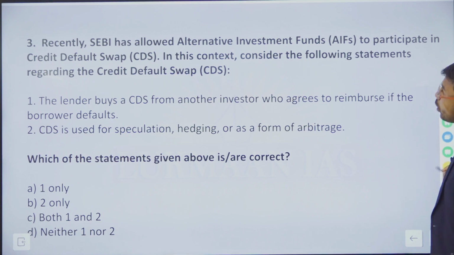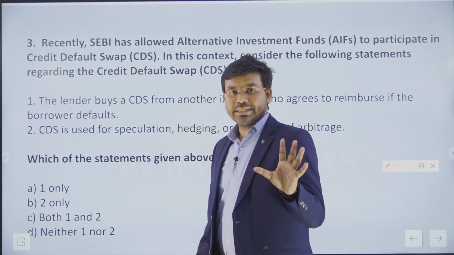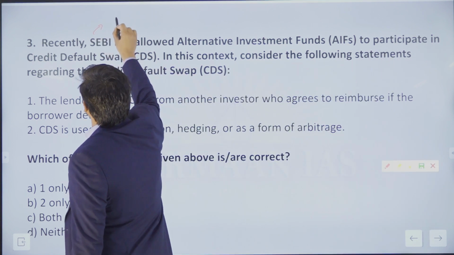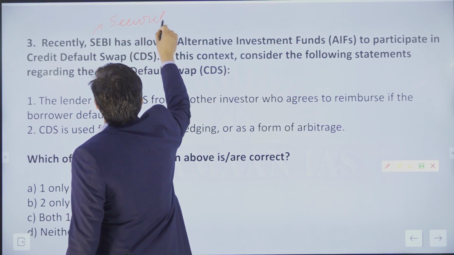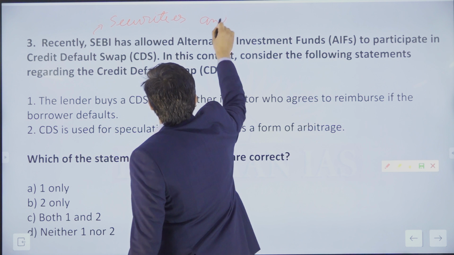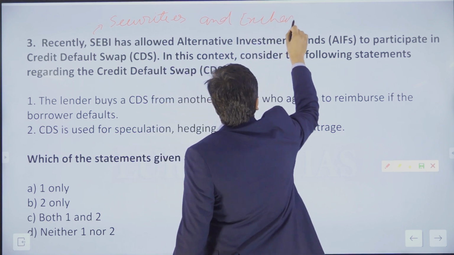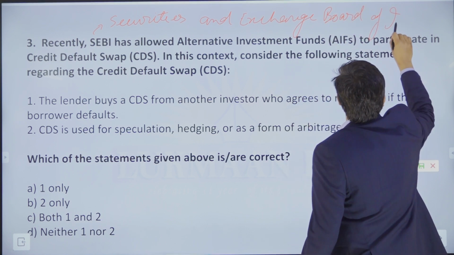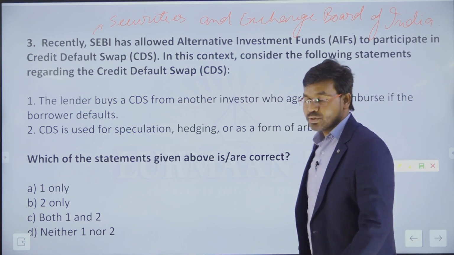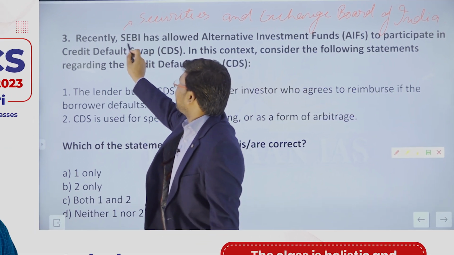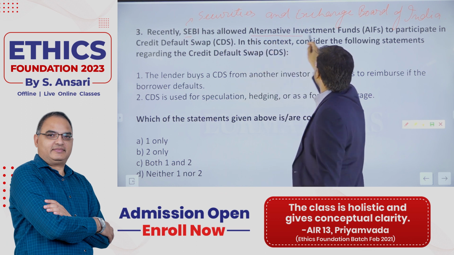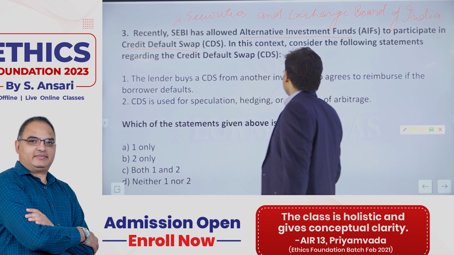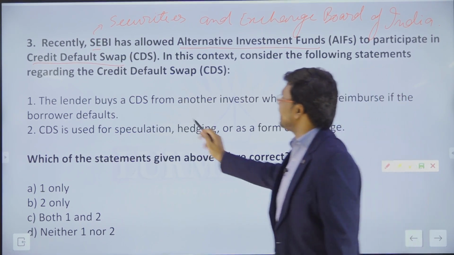This question is related to alternative investment funds. Let us read this question. It says, recently SEBI, which stands for Securities and Exchange Board of India. We have a body known as Securities and Exchange Board of India. I'm just writing it shortly here. There is a body known as SEBI. Recently SEBI has allowed alternative investment funds to participate in credit default swap. In this context, consider the following statements regarding the credit default swap.